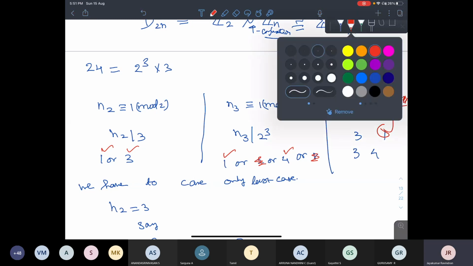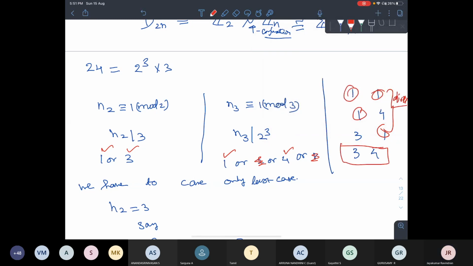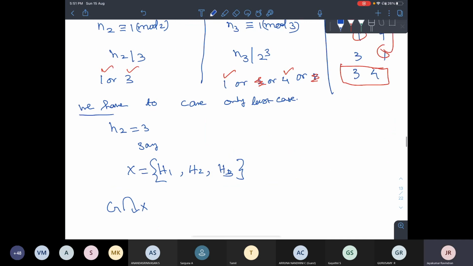So only we have to care for this group. Okay, we have to care for this group. N2 is 3, N3 is 4. In that case, if there is a G satisfying this condition, I have to think about it. So there are G satisfying these conditions. I have to think about it.